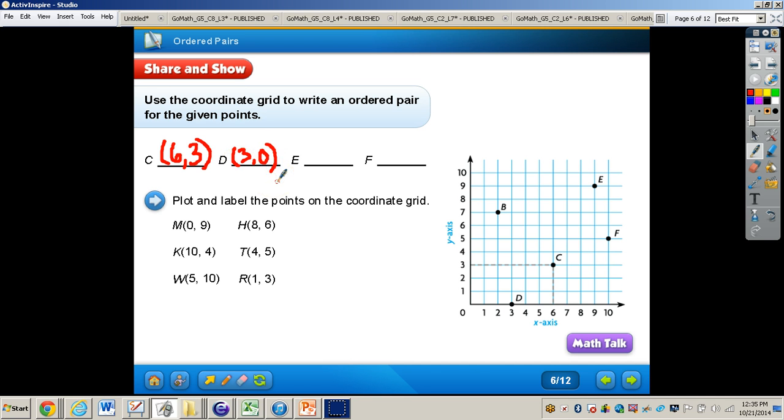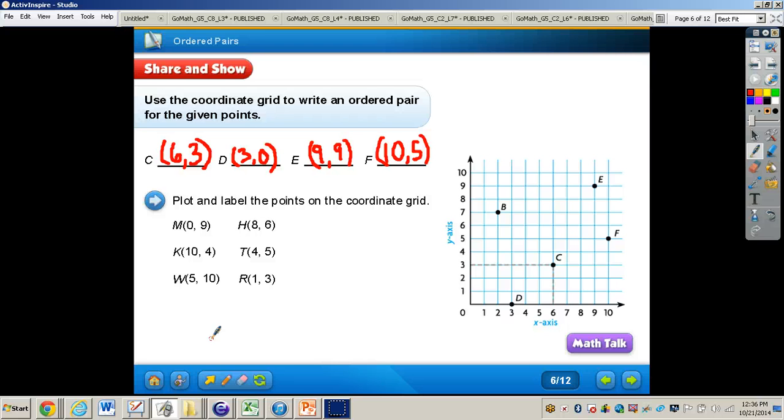So I want you to do letters E and F all by yourself. When you're finished, you can press play. I will have the answer for you. So pause the video now. Okay, you can see the answers for letters E and F: (9, 9) and also (10, 5).